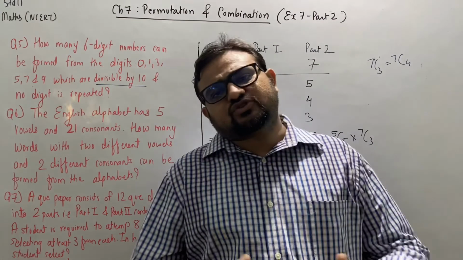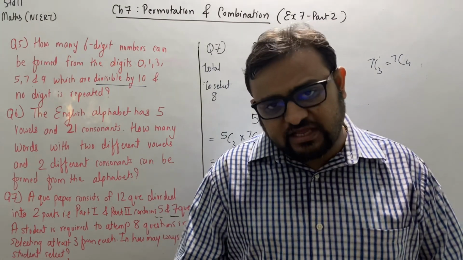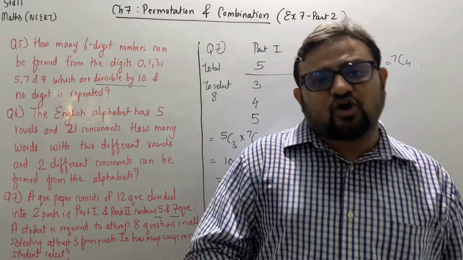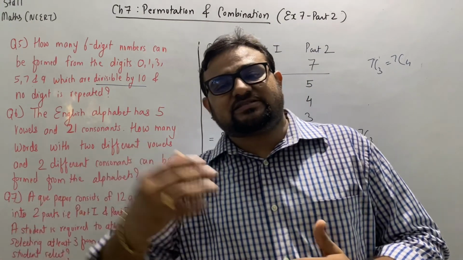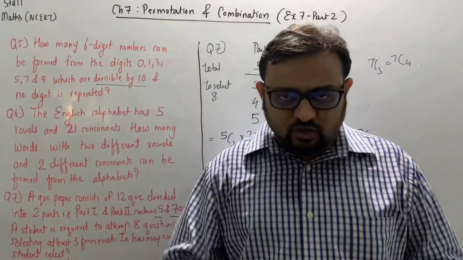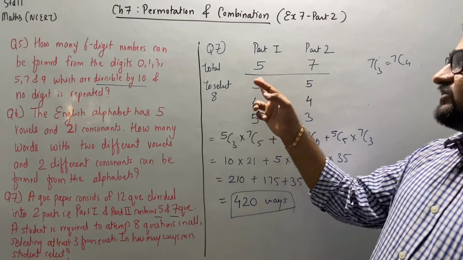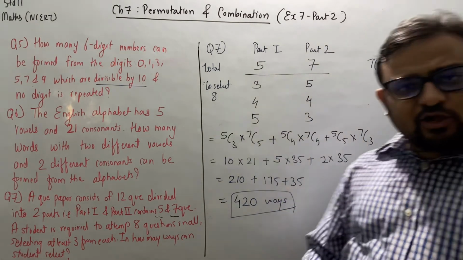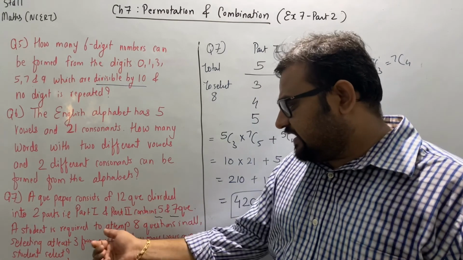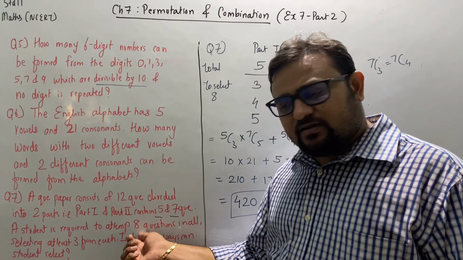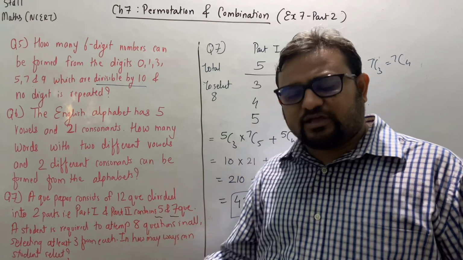But if in any question it is given at most 3, then it can be 3 or less than 3, means 3, 2, 1, 0. Here it can't be at most 3 because if attempting 3 questions in both the parts, then also it will be 6, and it's given that total 8 is there, so they cannot form 8.